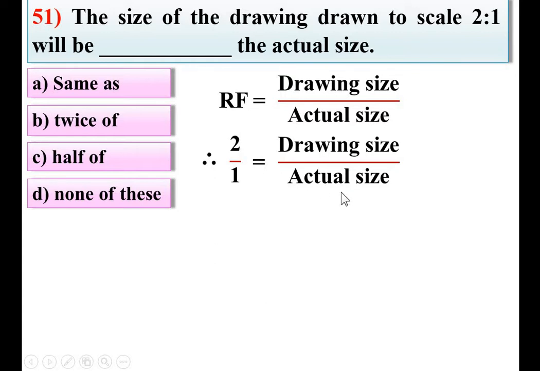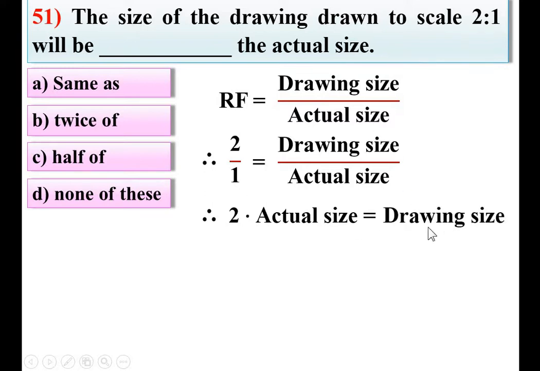So I can say 2 into actual size is equal to 1 into drawing size. So from this result, now you are able to give the answer that the drawing size is 2 times actual size. So here 2 times actual size, that means twice of the actual size, means B is the right answer.